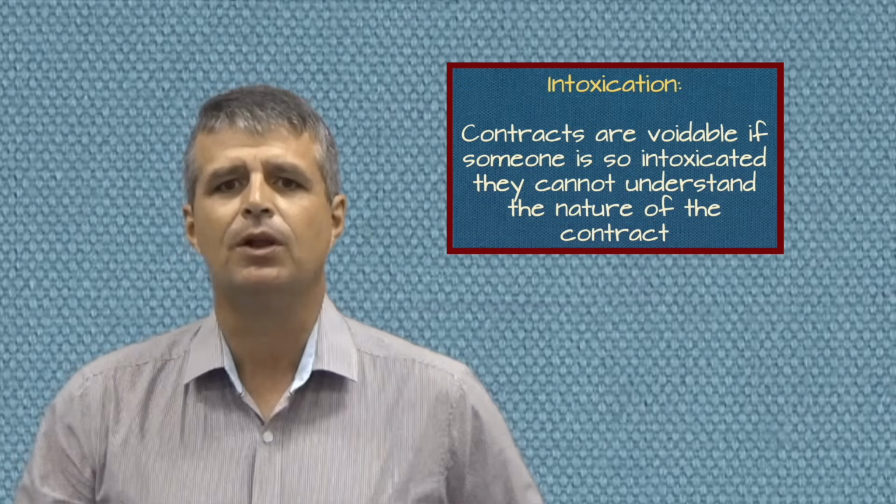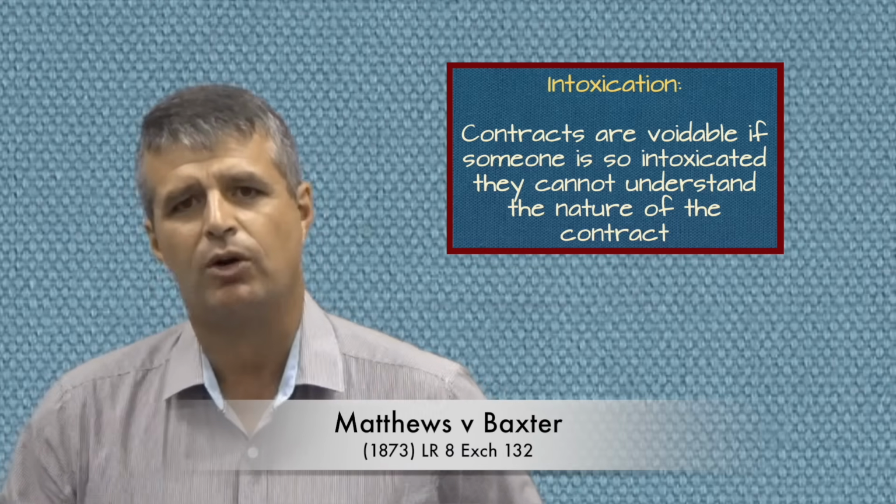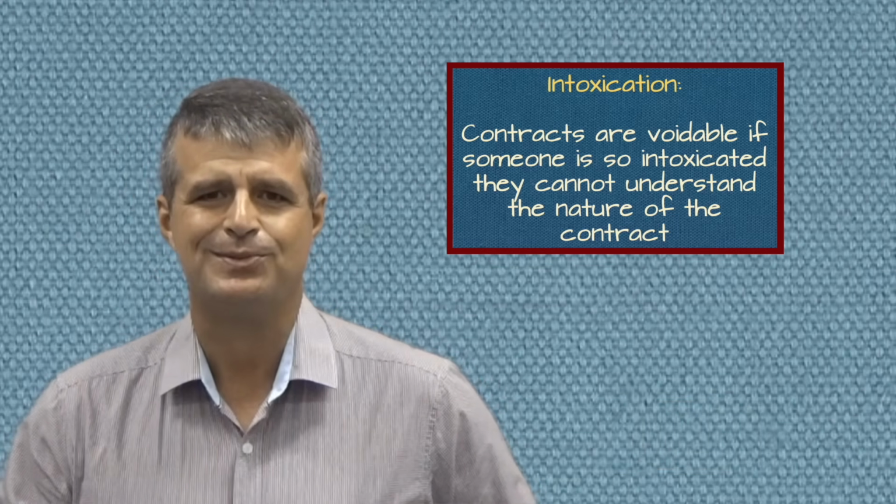Finally, a very similar rule is in place if a person is so intoxicated by drugs or alcohol that they don't understand the nature of the contract that they're entering into. The thing with these types of incapacity, though, is that they're often not permanent. Children become adults. Drunk people sober up.